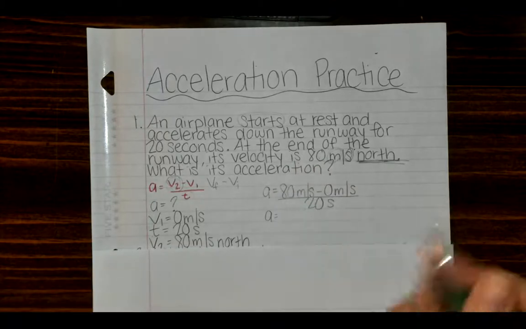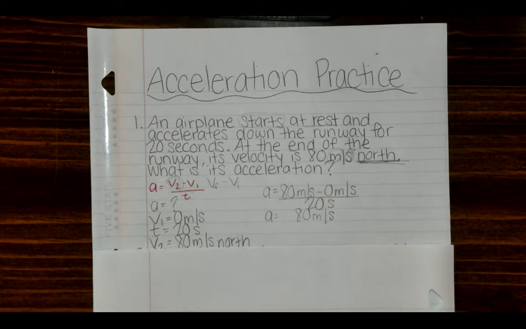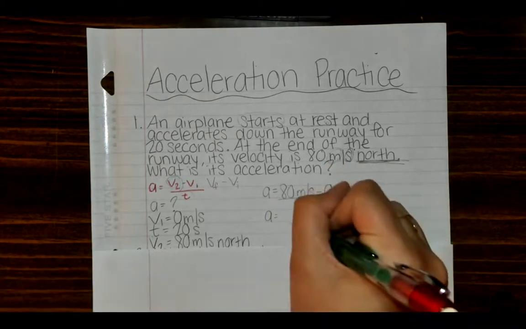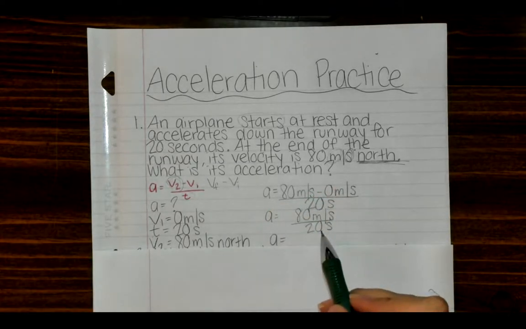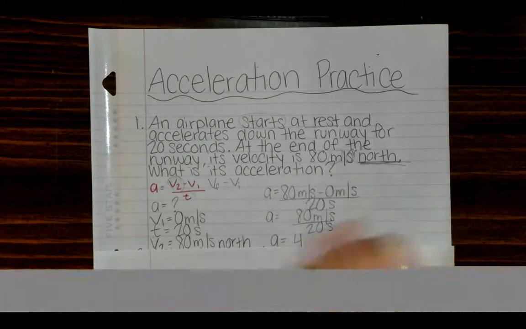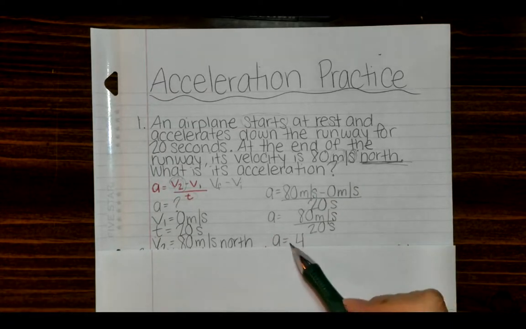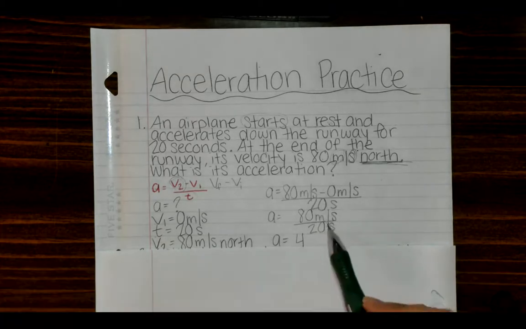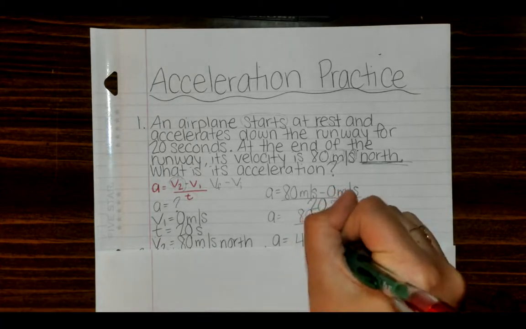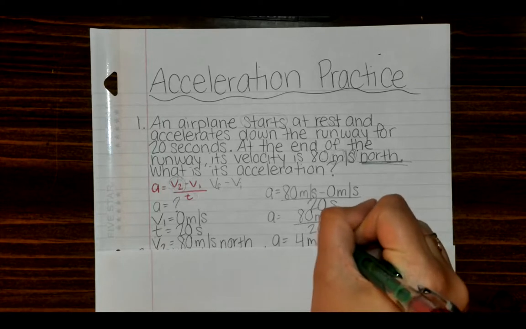80 minus 0 is 80 meters per second. We want to keep those units. And that's all over 20 seconds. 80 divided by 20 is 4. Now we need to figure out our unit. Remember that acceleration includes all the units of velocity and all the units of time. So we have meters per second, but we have another second. We have 2 seconds, so we're going to add our squared.